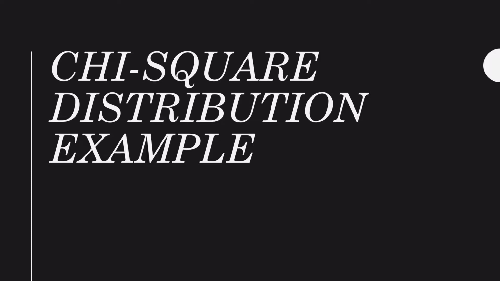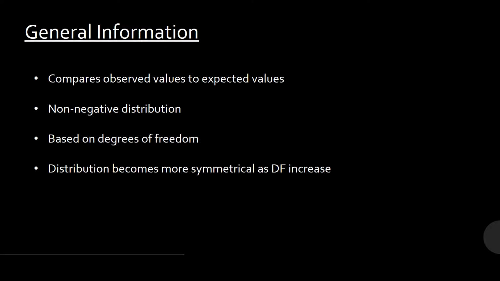Let's take a look at a chi-square distribution example. First, let's look at some background information. Chi-square compares observed values to expected values and is a non-negative distribution. Chi-square is based on degrees of freedom and becomes more symmetrical as degrees of freedom increase.